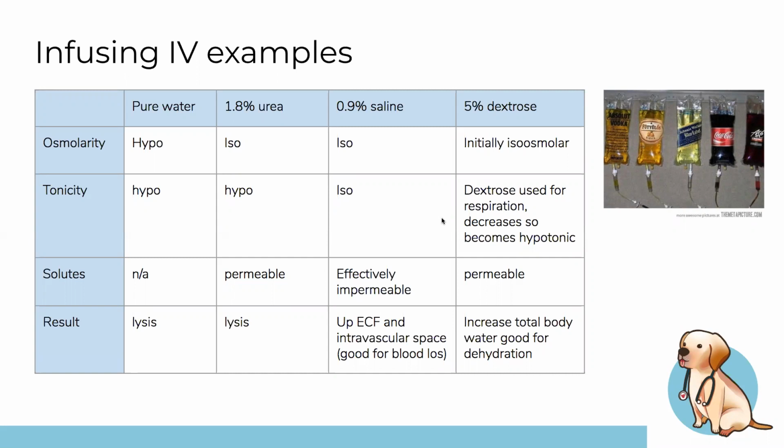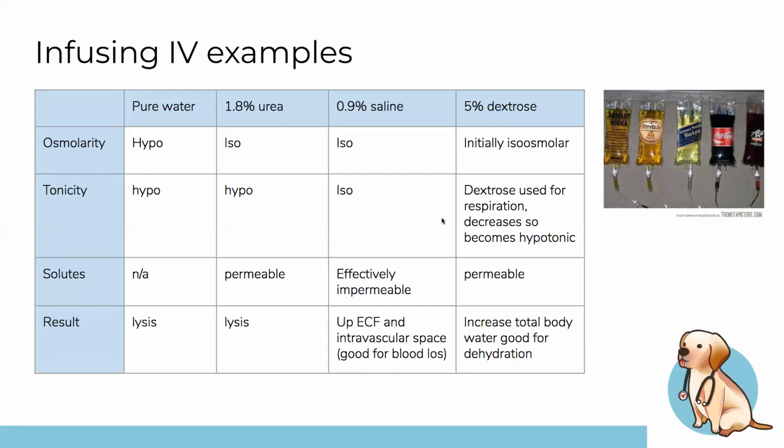For 0.9% saline, it's isoosmolar because it's 300 milliosmoles, and it's also isotonic because, as we said before, it's effectively impermeable. So what infusing 0.9% saline does is it increases the volume of fluid without lysis or any crenation happening.